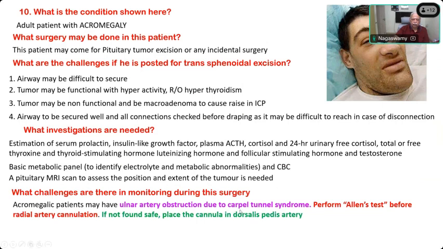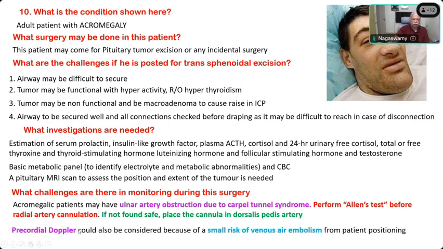So, if you are planning for IBP with an intra-arterial line, perform Allen test before radial artery cannulation. If not found safe, place the cannula in the dorsalis pedis artery, and use precordial Doppler to avoid the risk of venous air embolism because the patient is going to be in the head-up position. These are the two things very specific to this particular surgery, apart from the other routine monitoring. What are the intraoperative challenges?